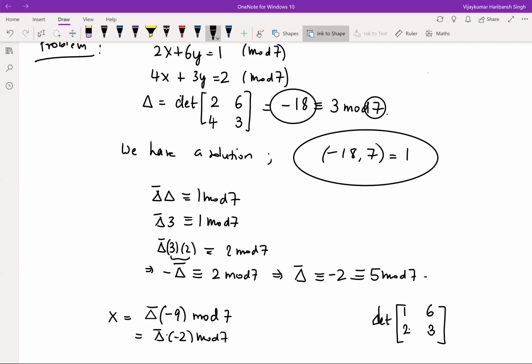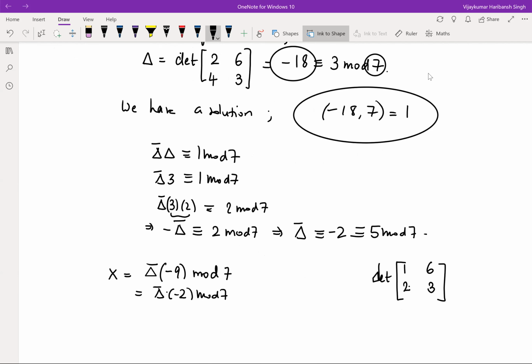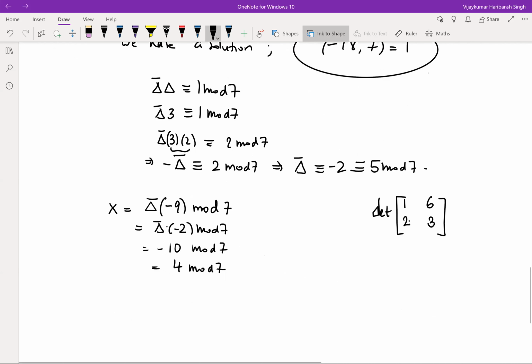Now what is delta bar? Delta bar was 5. So this is the same as minus 10 mod 7, which is going to be 4 mod 7. So you got your solution X.